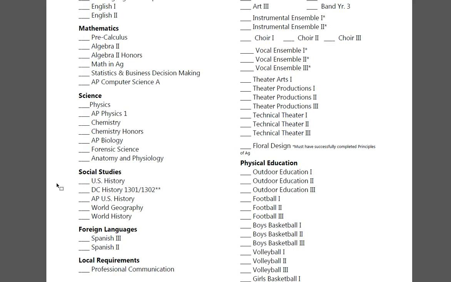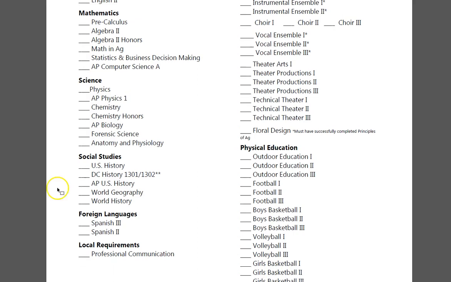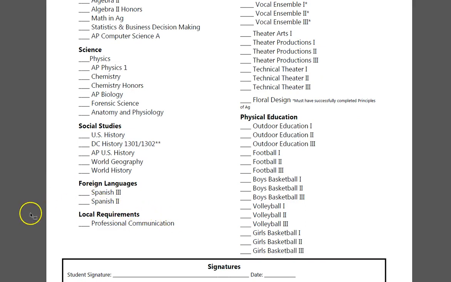You have to have 2 credits of foreign language. So if you are in Spanish 1, you're going to go into Spanish 2. If you're in Spanish 2 and you want to continue on, you can opt into Spanish 3. Spanish 3 is on that weighted scale as well, so that's going to be on that 7-point scale.